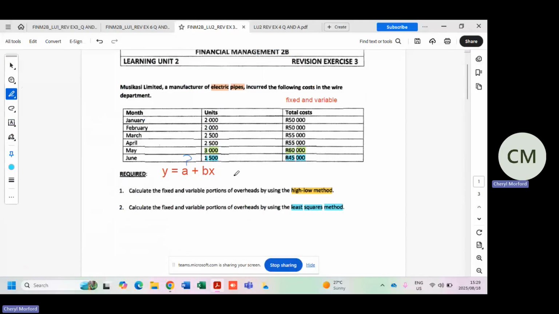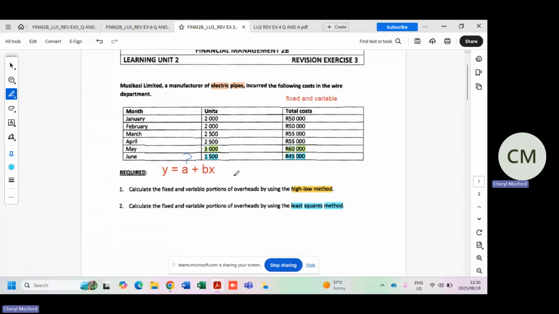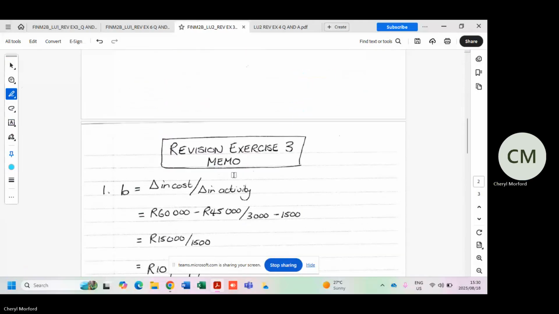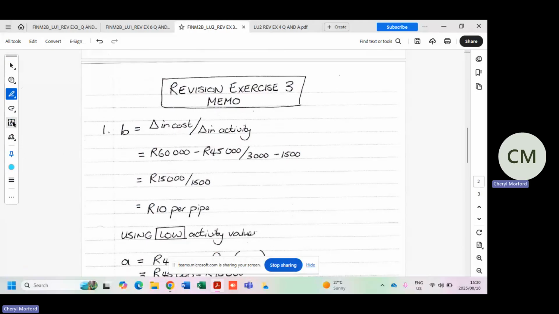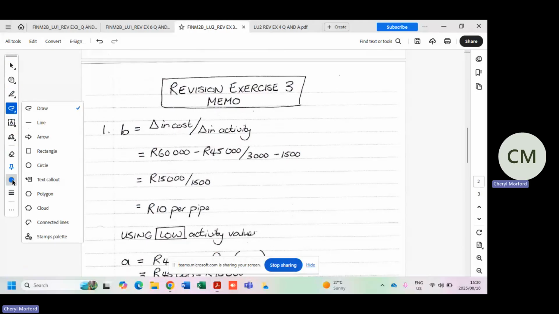So now what we're going to do is follow the process in which we always find B first. And B is going to be your variable cost per pipe. So that's looking at the change in cost as a result of a change in activity. And how we're going to calculate the cost change is by finding the difference between the high value and the low value, and the change in your activity is going to be the difference between the high and the low value of the number of pipes. So let's do that. There. And when all is said and done, it's a very easy little calculation.